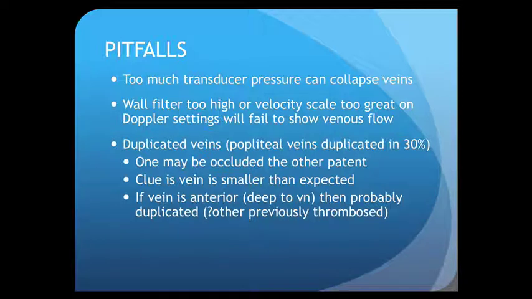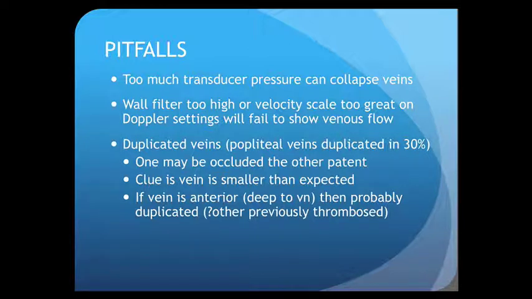Venous anatomy is much more variable than arterial anatomy, and so in many patients there will be duplicated veins. Most commonly the popliteal vein, but also the femoral vein this can be found in. And in that situation, if one of those is thrombosed but the other is patent, you may not detect it unless you're looking carefully.